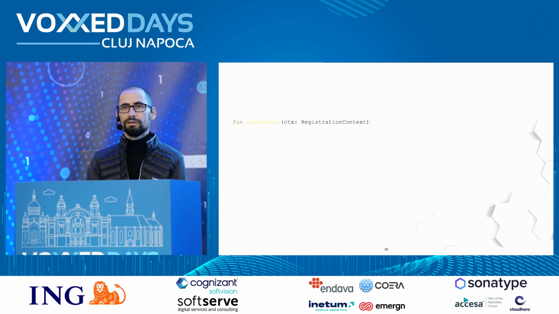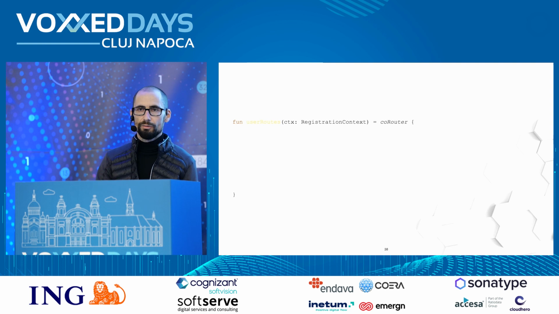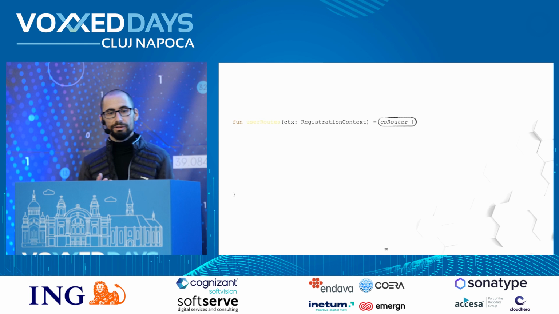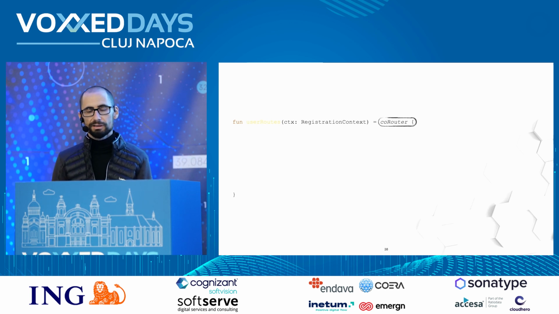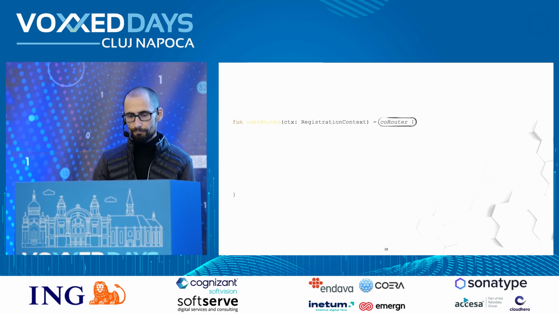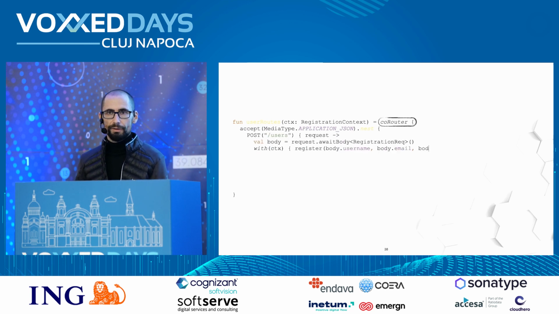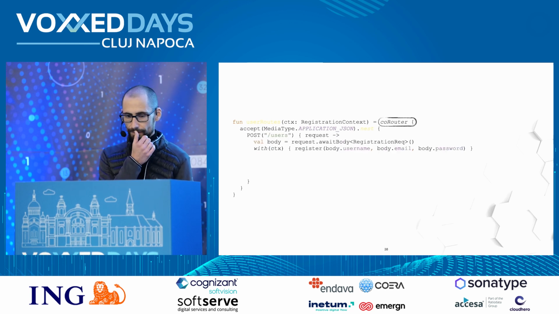We're also going to need routes, and for that, we're going to use coRouter. In Spring WebFlux, there are two DSLs that you can use here. One of them is router, and the other is coroutine. And coroutine is useful when you're using suspendable functions. Then we're going to use the Spring DSL to create our bean. And because we are using the coroutine, we can call the suspendable function register.